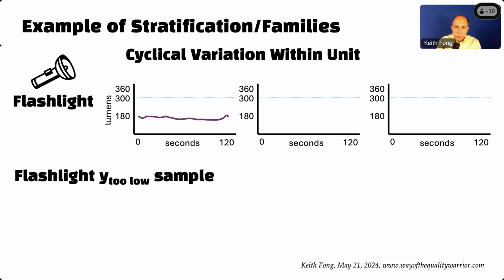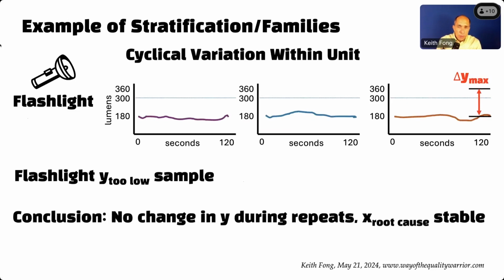So we run the first one. It's basically the same as the previous. We run it again. No change here. We run it a third time. And again, if we look at the delta Y max, we are using none of the range. I mean, it's such a small fraction. So what are we going to conclude here? Again, we don't see that the Y is changing during our repeated tests. So that tells us that the X root cause is unchanging, that it's stable. So, again, if it's not changing, it's hard to see.